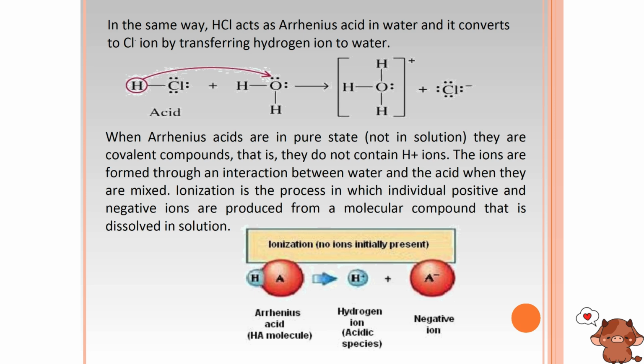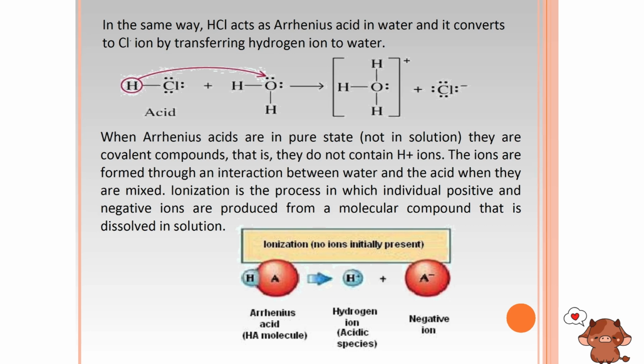When Arrhenius acids are in pure state, they are covalent compounds, they don't contain H⁺ ions. Ions are formed through interaction with water. This process is called ionization. The image illustrates ionization. Starting with an Arrhenius acid molecule, it breaks into a hydrogen ion and a negative ion.